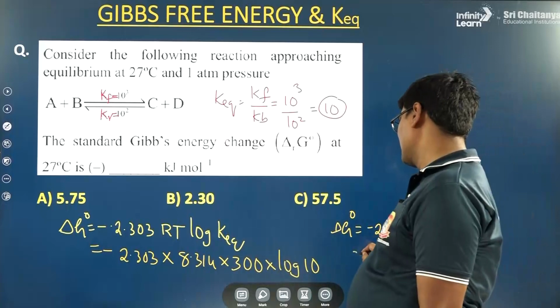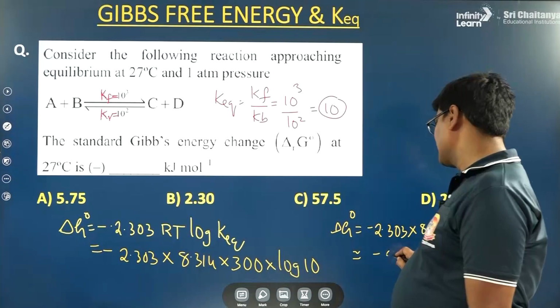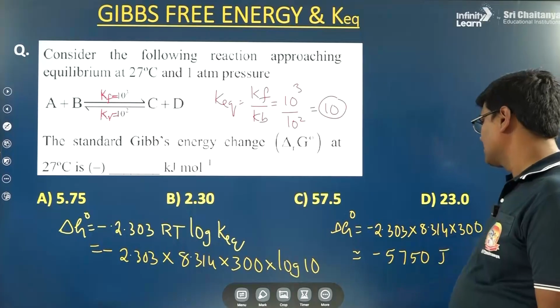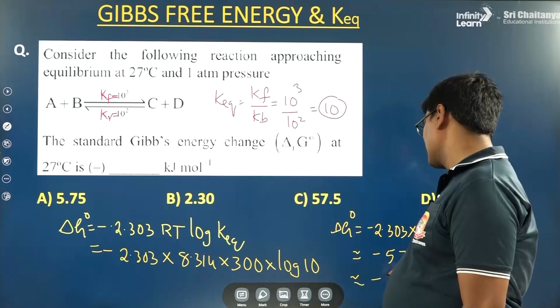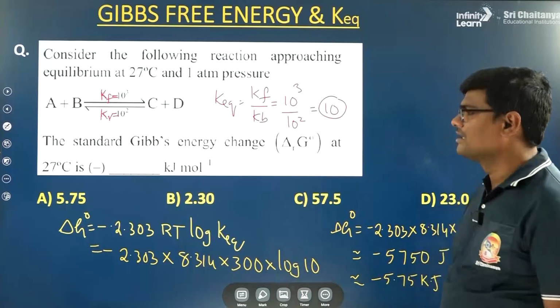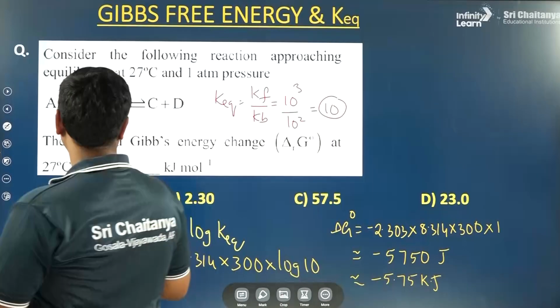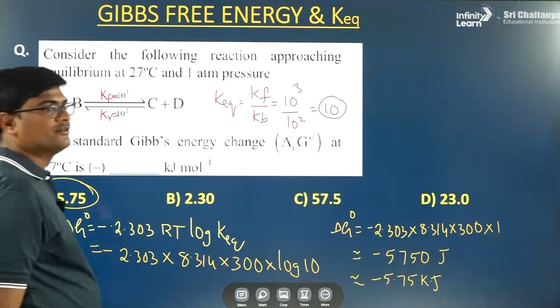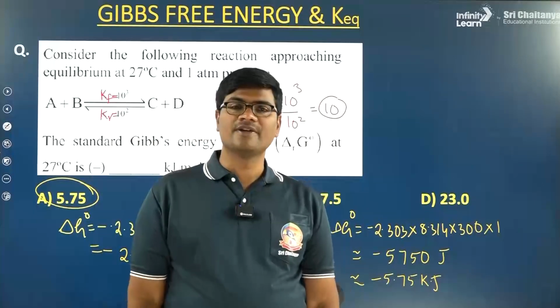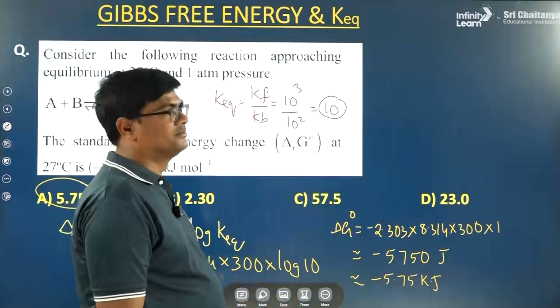If you substitute and do this, we will get approximately 5750 joules. So let us convert this into kilojoules, approximately 5.75 kilojoules, that is the answer. So minus 5.75 kilojoules is the answer. So this is the relation between Gibbs free energy and K equilibrium problem.